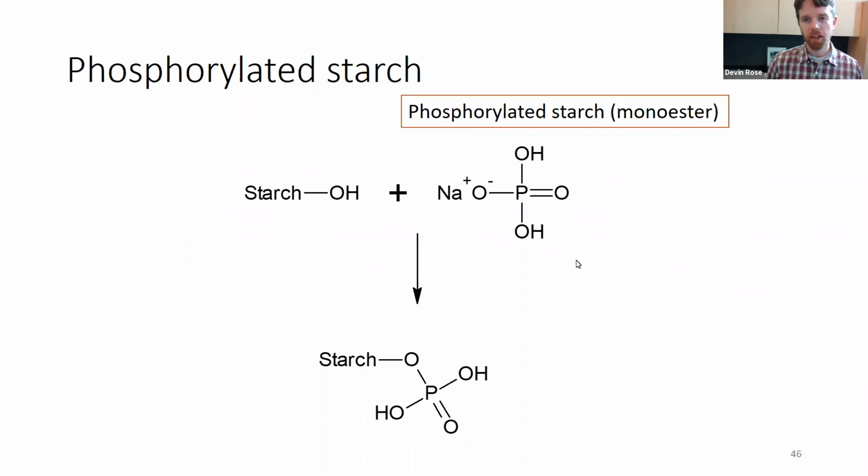All right, next we have phosphorylated starch. And there's two types of phosphorylated starches. So we do want to make sure that we know the difference between the two. So this starch is a monoester. So we just have one ester group on one starch molecule. So it looks like this.